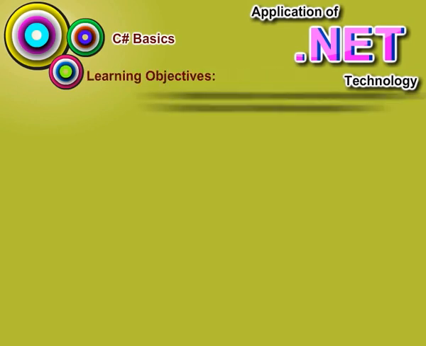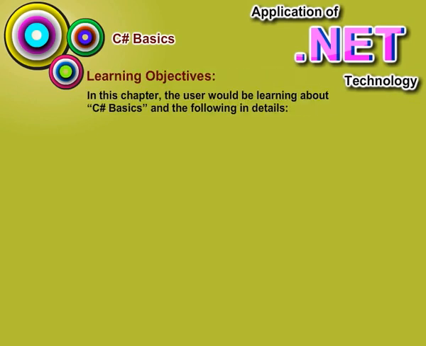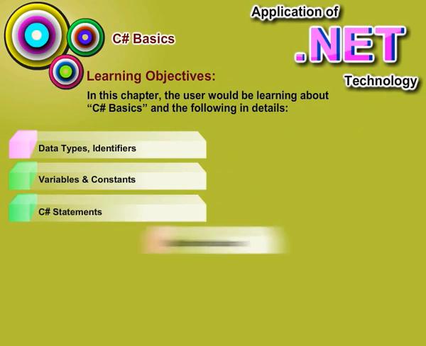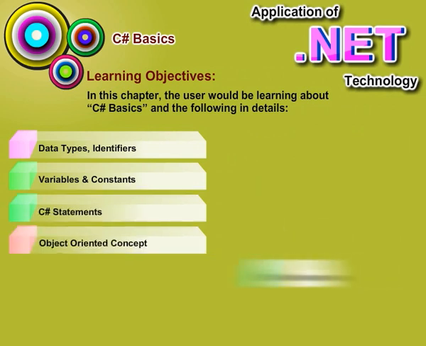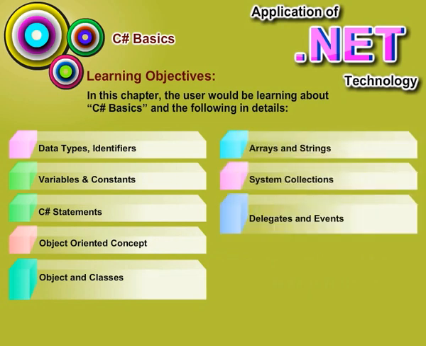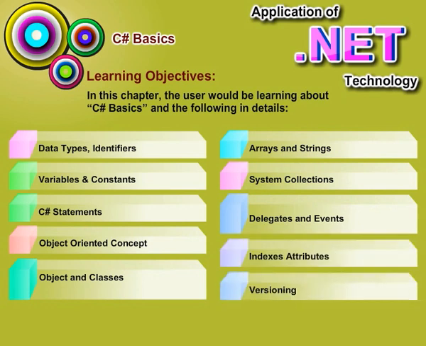Learning objectives. In this chapter, the user would be learning about C# basics and the following in detail. Data types, identifiers, variables and constants, C# statements, object-oriented concept, object and classes, arrays and strings, system collections, delegates and events, indexes, attributes, versioning.